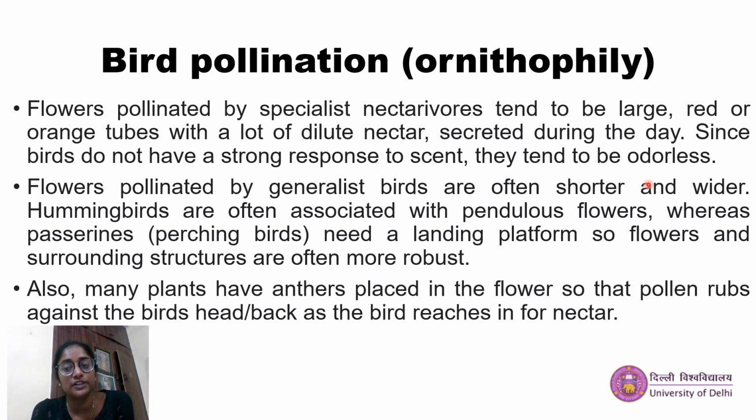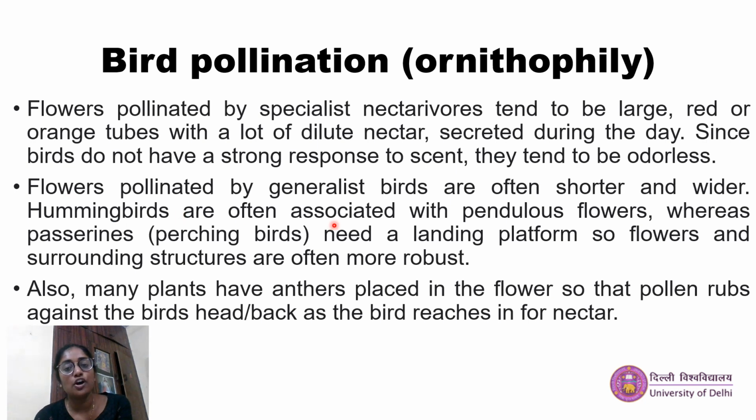So the flowers pollinated by the generalist birds are often short and wider. Generalist means any bird can pollinate the flower. Okay, so there can be hummingbirds or there can be passerines, like that. But if there is a specialist, only one specific bird would be the pollinator there, and they are highly complex. So if the pollinator is absent, the plant would die.